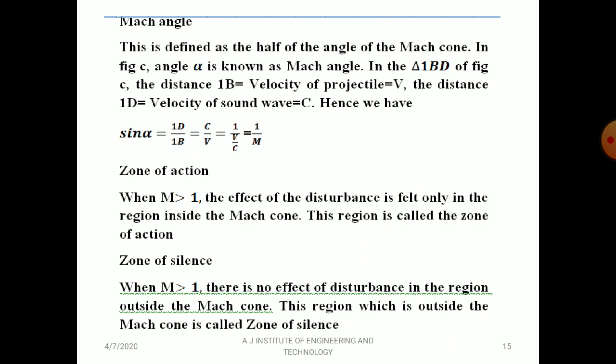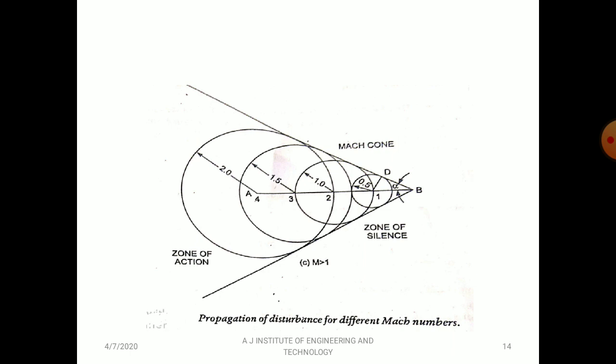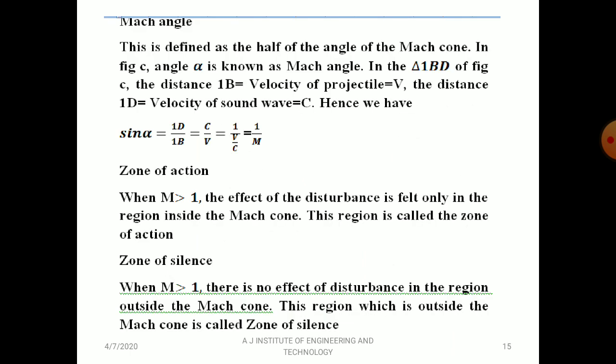Now let us define what is Mach angle. This is defined as half of the angle of the Mach cone. So in figure C, angle alpha is known as the Mach angle. You can see here in the figure the half of the angle, that is angle 1BD, is called alpha. It is half of the cone angle, that is alpha.